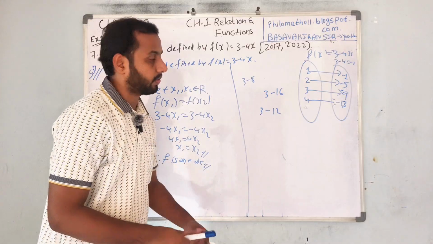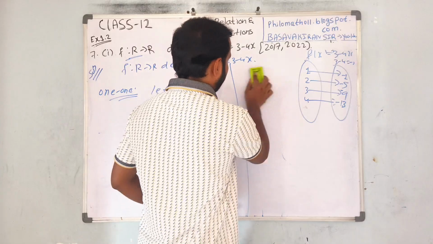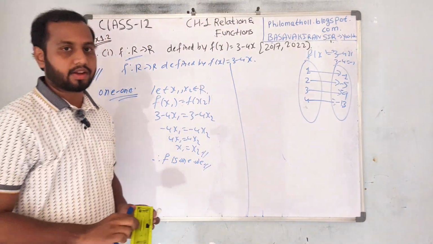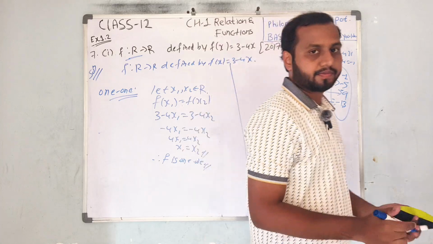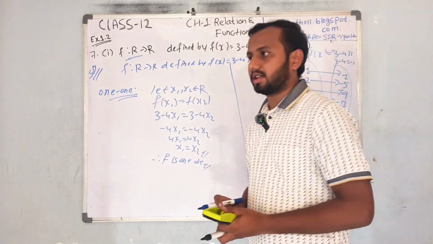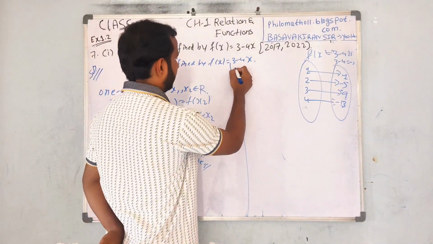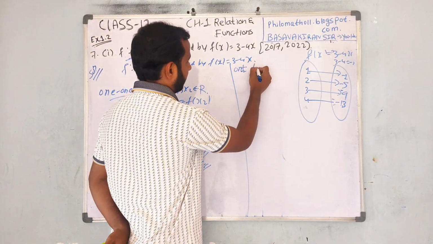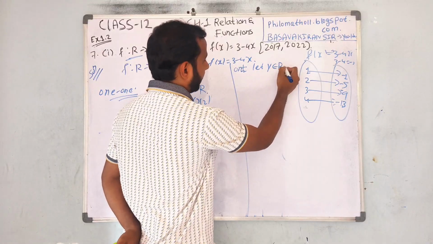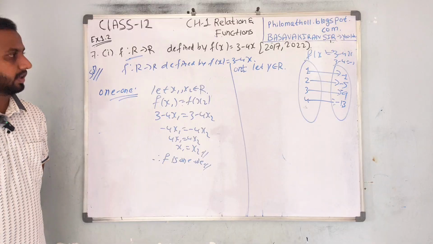But what about onto? Onto ಆಗುತ್ತಾ? Let us check. ಈಗ ರೇಂಜ್ ಗೊತ್ತಾಗುತ್ತೆ ಏನು? What is your range now? Can you say what is the range in this function? No, I cannot define the range of the function. Then if you are not able to define the range of the function, then go with a different method. Onto: let y belong to R. Y ಏನಿದೆ? It is an element of the codomain.